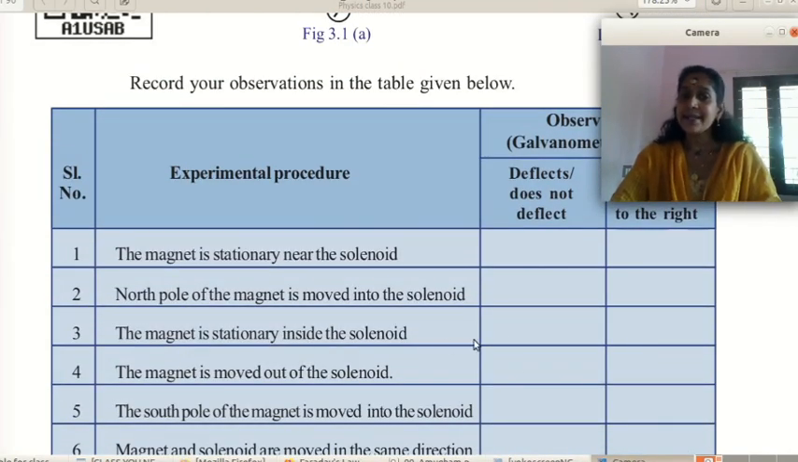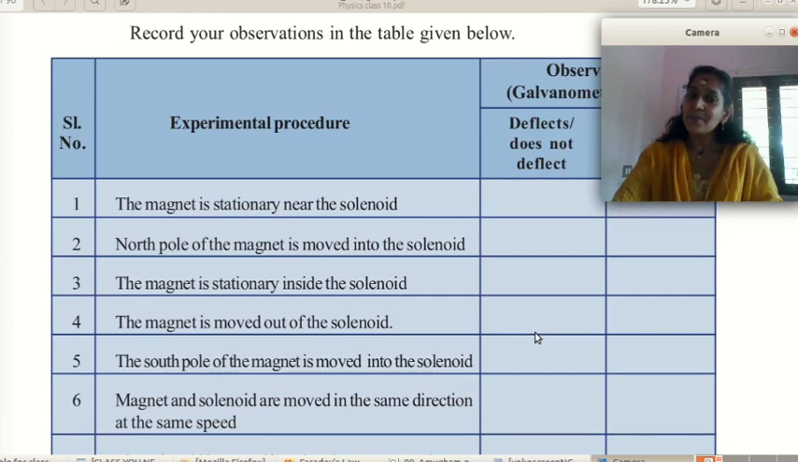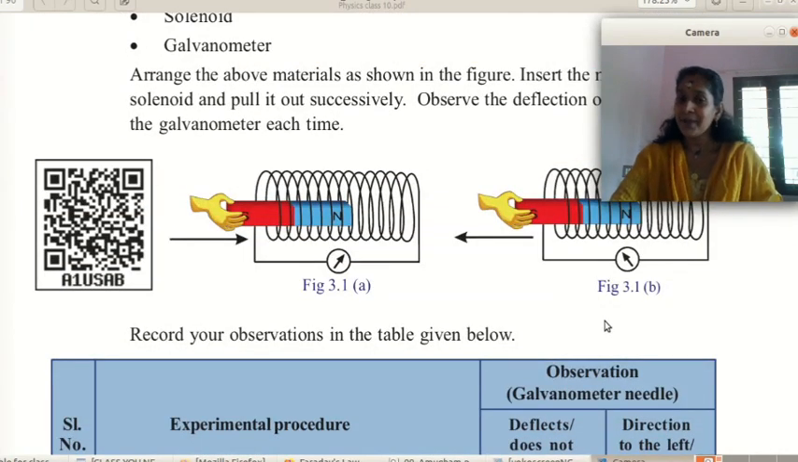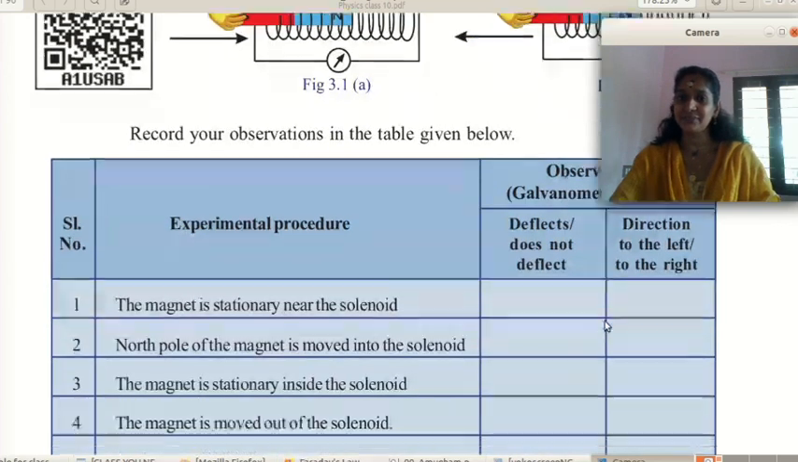The magnet is stationary near the solenoid. Are there any deflection? No deflection. The magnet is moved out of the solenoid. During that time also deflection. Now the deflection is to the left. Now the deflection towards left.